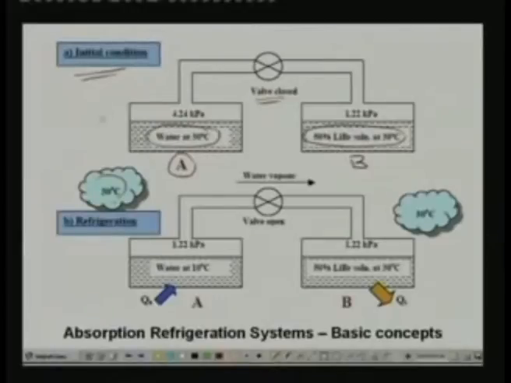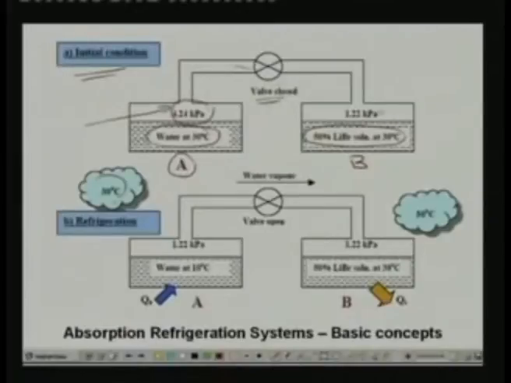Okay. So, now what is the vapor pressure in vessel A and what is the vapor pressure in vessel B? If you look at the steam tables or steam charts, you will find that at 30 degree centigrade the saturation pressure of water is 4.24 kilopascal. That means the pressure inside the vessel A, that means this side of the system, is 4.24 kilopascal, which is nothing but the saturation pressure of water at 30 degree centigrade.